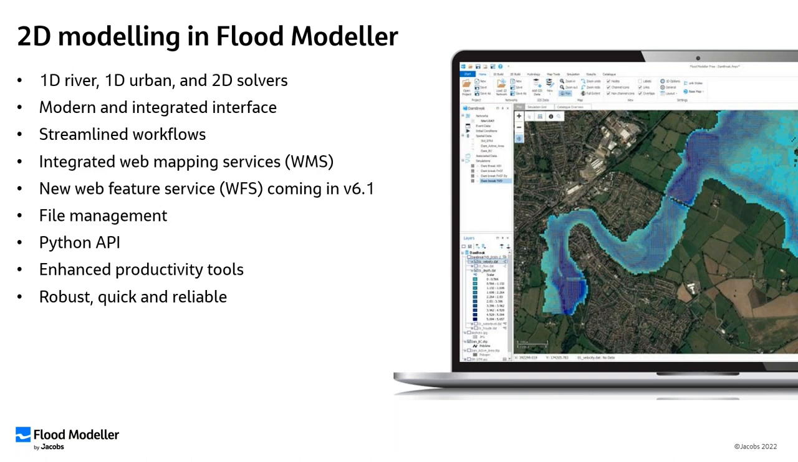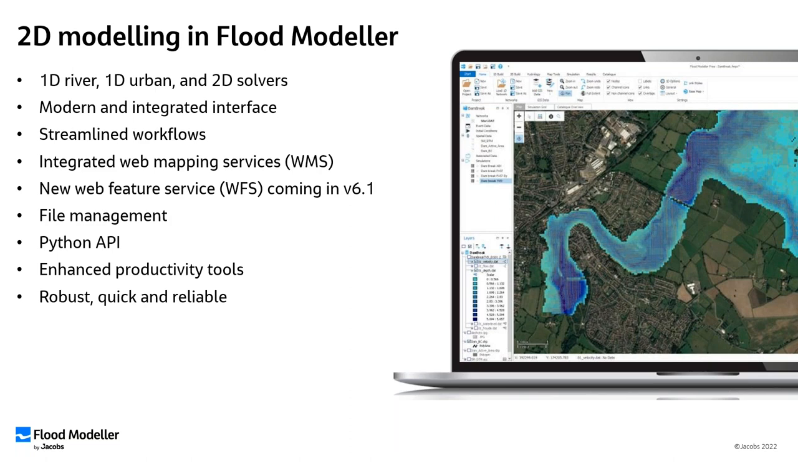And coming soon in version 6.1, so the next version of Flood Modeler, you'll have access to web feature service as well, so WFS, and that'll be various things like the flood map for planning, hydrometric data points and things like that. So linking to freely available data sets online, through a menu in Flood Modeler, which is really useful.